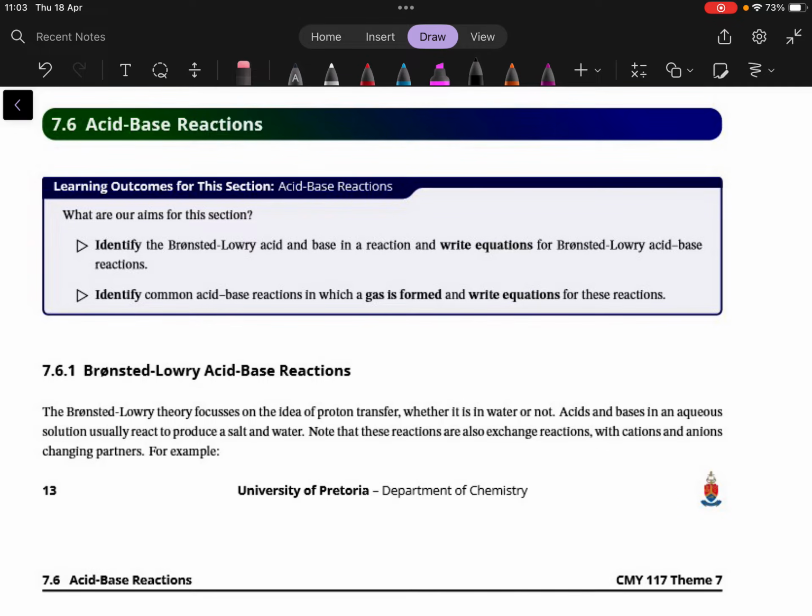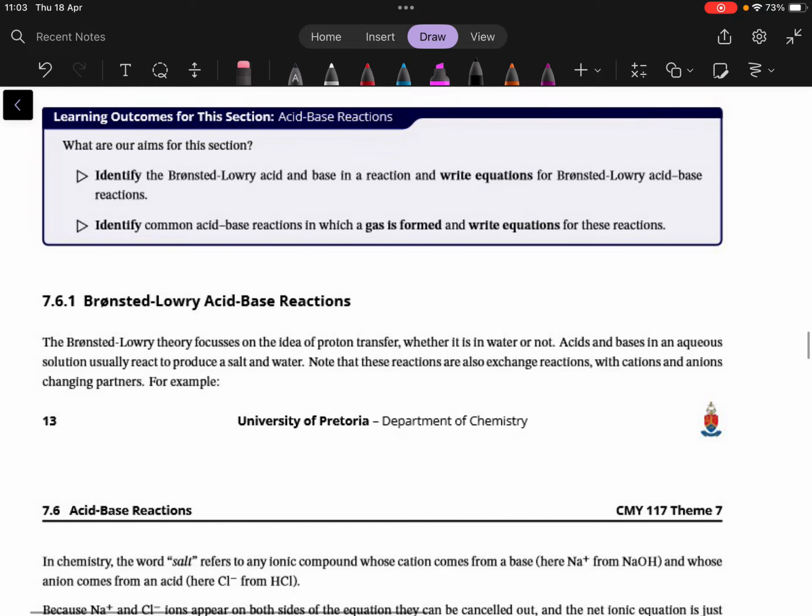Right, so what I want to look at here is the concept of acid-base reaction. So we've done a bunch of exchange reactions, and we kind of know how to write the reaction equations for that. So we use the Bronsted-Lowry theory and the idea of proton transfer, whether or not it is in water or not. This is something that will occur. But most acid-base reactions are in aqueous solution, and they usually produce a salt plus water.